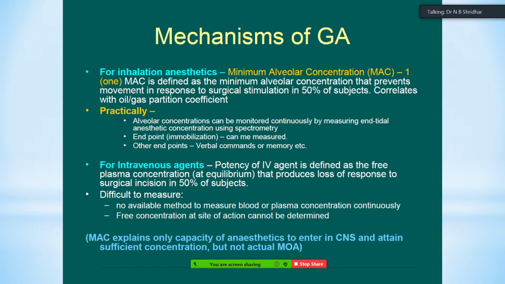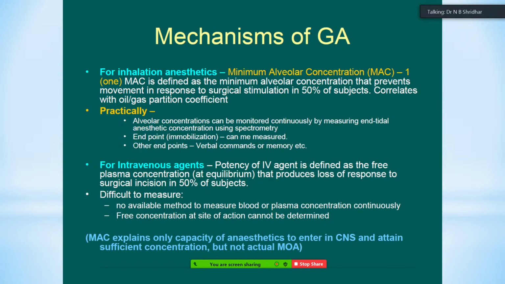So it is very difficult to measure. Of course, there is no available method to measure blood and plasma concentration continuously, like pricking a probe inside the artery or the vein and monitoring it using a machine. That's not possible now. Whereas the free concentration at the site of action cannot be measured. So this is a very difficult situation.